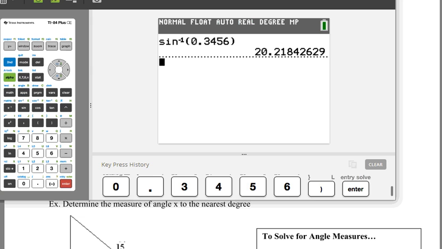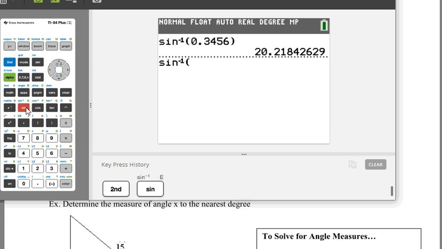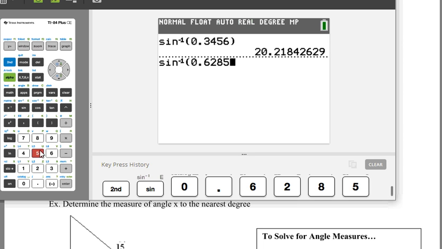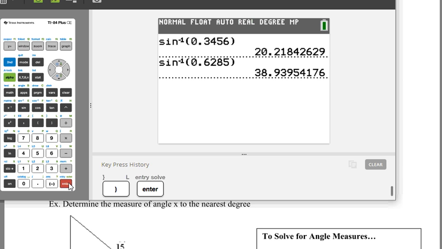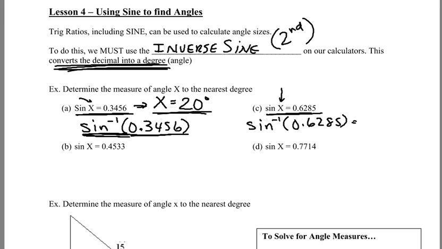So let's pull up the calculator. Second function sine, 0.6285. Close the bracket, hit enter, 38.9, or round that to x equal to 39 degrees. The only thing I want to add to these is, remember, we talked that the decimal doesn't always have to be used. We might have sine of theta as a fraction.